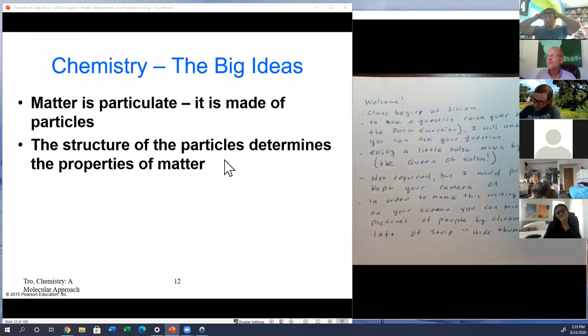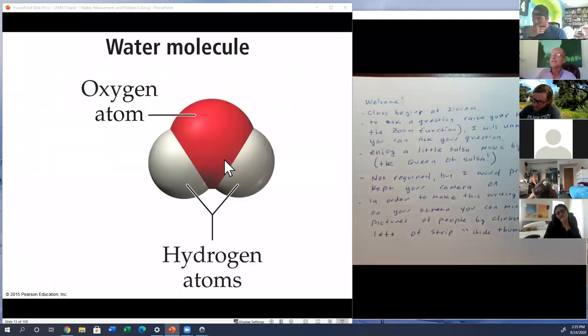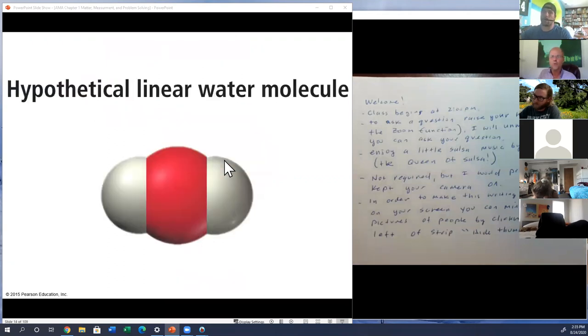And secondly, the structure of those particles determines the properties of matter. What do I mean by that? Here's water. Water is a molecule. It's made up of three atoms. It has this shape. Everything about that molecule determines the properties of water. What would water be like if the structure of water molecules was different? Let's suppose water was linear instead of bent like that.